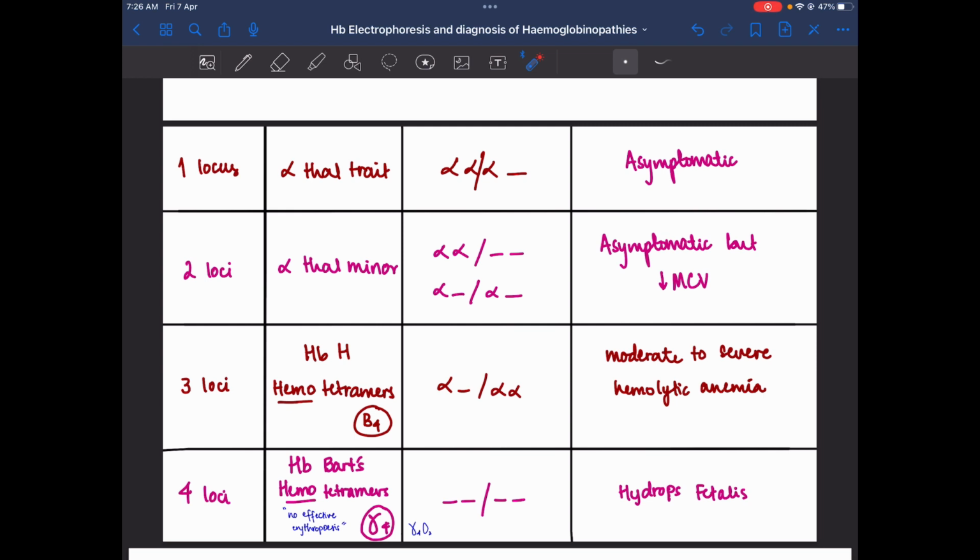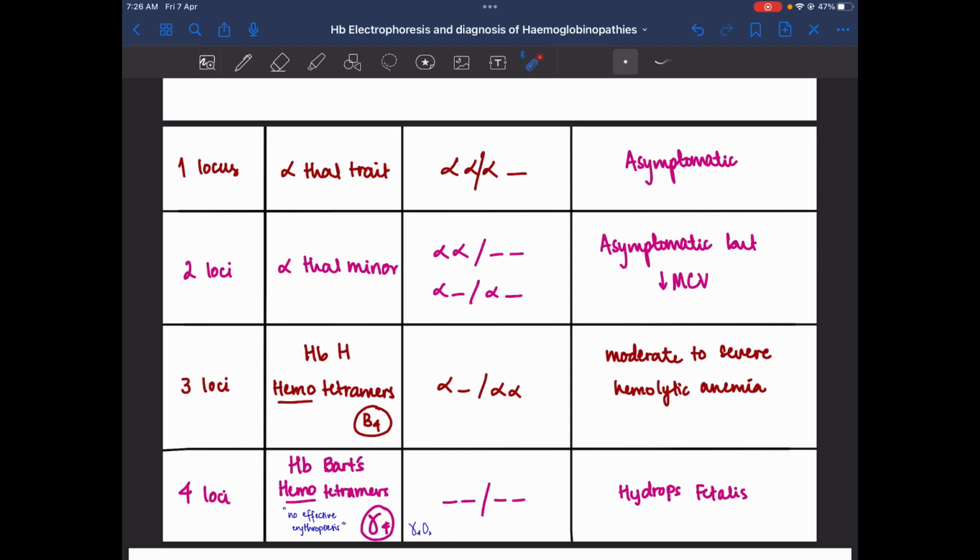This will lead to the condition known as alpha thal trait, or alpha thalassemia trait. It's going to lead to this genotype right here. So you're going to have 2 completely normal alphas, and then one of the alphas on the second chromosome is going to be altered or mutated, and that will lead to an asymptomatic phenotype.